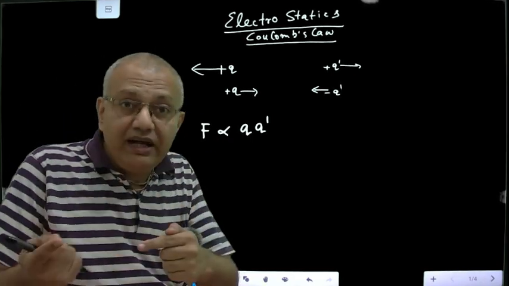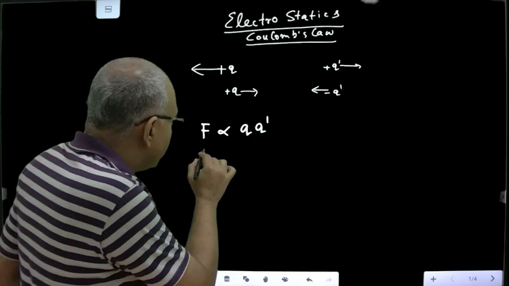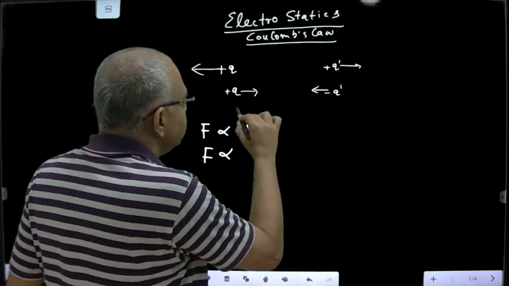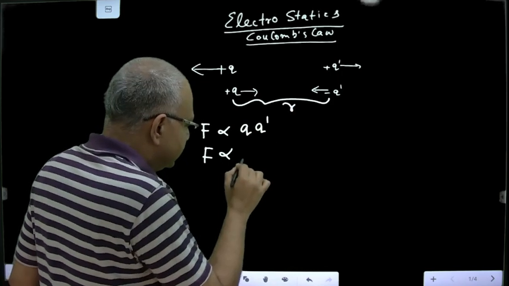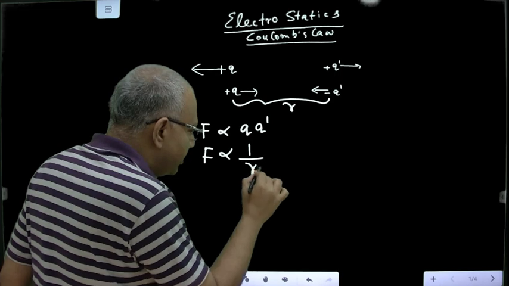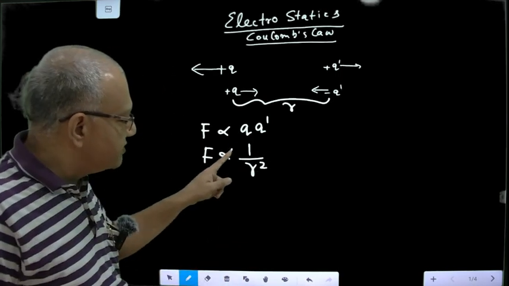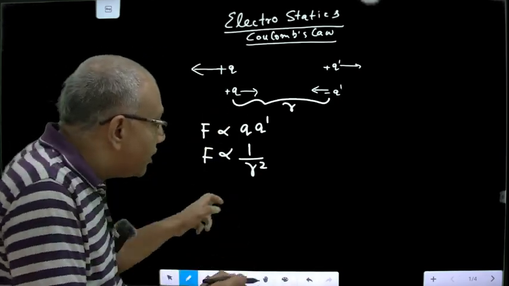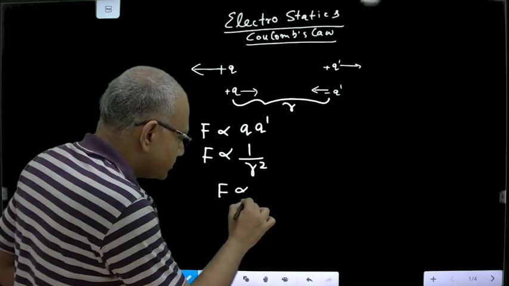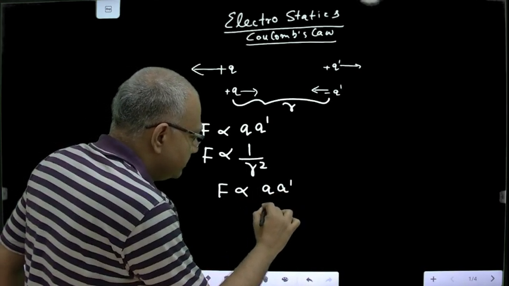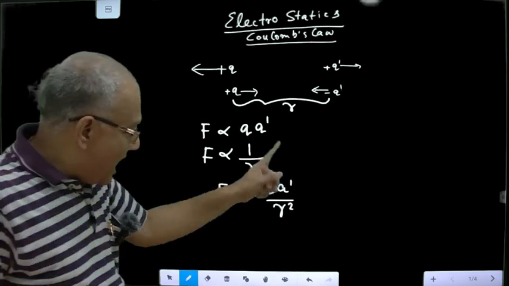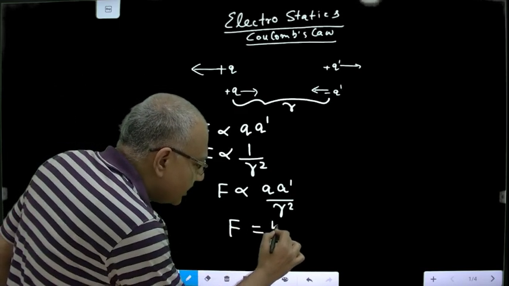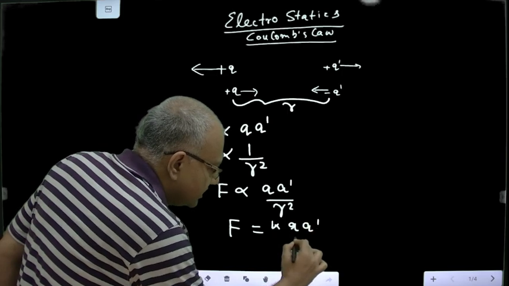And experimentally, he saw that if the distance between these two charges is r, this force is dependent upon r square. The force is inversely proportional to 1 by r square. Now if I combine these two, I get Q Q dashed divided by r square. Up to this point, we can write some proportionality constant K times Q Q dashed divided by r square.